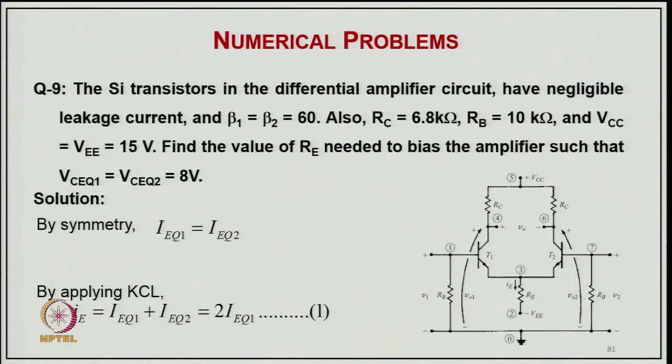So, coming to example 9, the silicon transistors in differential amplifier mode, as you can see here, have negligible leakage current, with beta 1 equal to beta 2 equal to 60, RC equal to 6.8 kilo ohm, RB equal to 10 kilo ohm, and VCC equal to VEE equal to 15 volt. Find the value of RE needed to bias the transistor such that VCEQ equal to VCQ equal to 8.